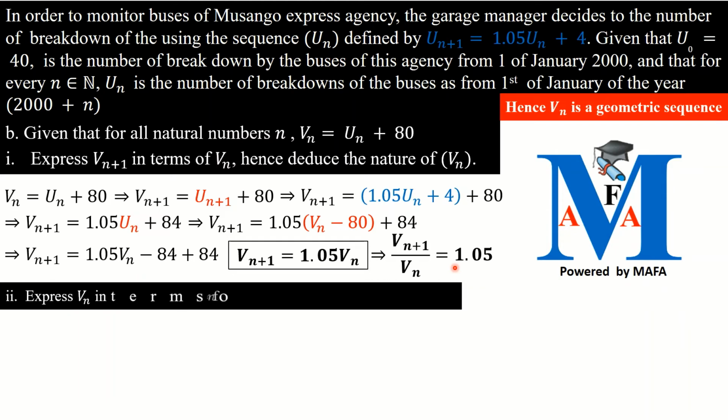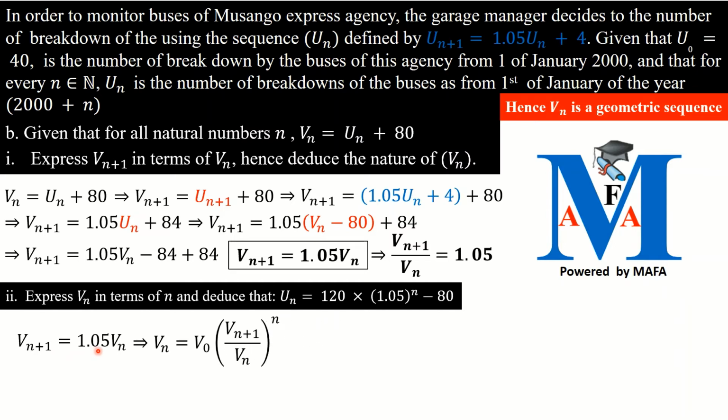Roman 2: express v of n in terms of n and deduce that u of n is equal to this quantity in terms of n. Since we have identified that v of n is a geometric sequence, we can look for the first term. We already have the common ratio, which is the ratio between the n plus 1 term and the n term, or the ratio between any two consecutive terms, which is 1.05. So our v of n plus 1 is equal to 1.05 times v of n, and we have identified that v of n is a geometric sequence. So v of n is equal to v0 times the common ratio raised to the power n.